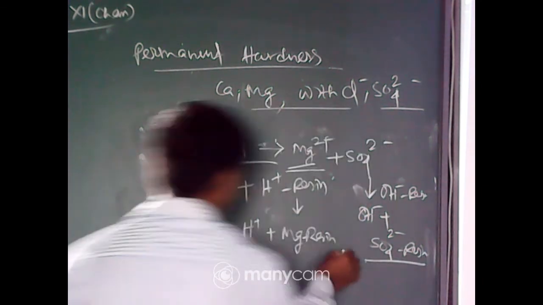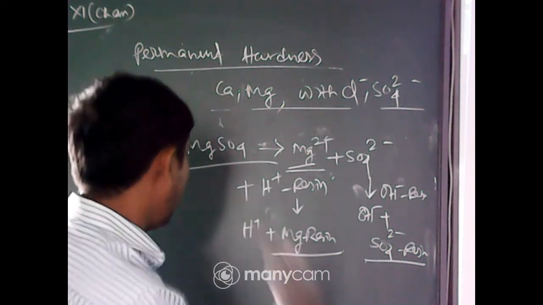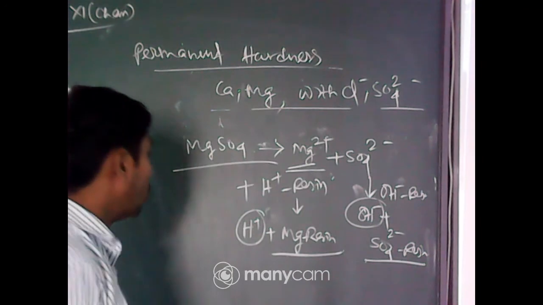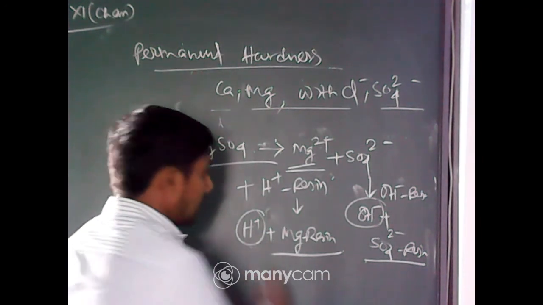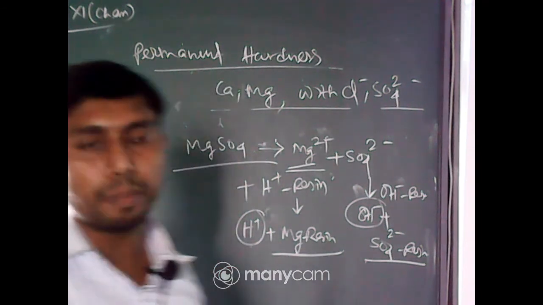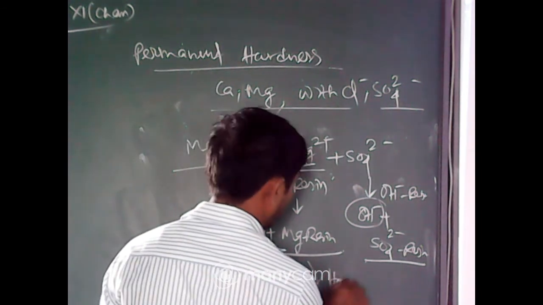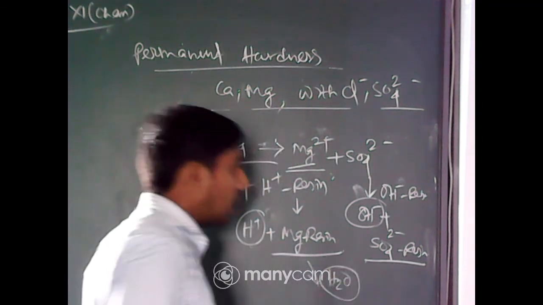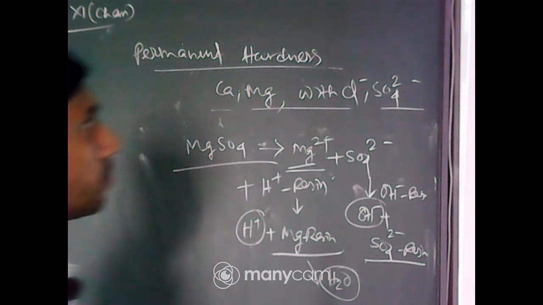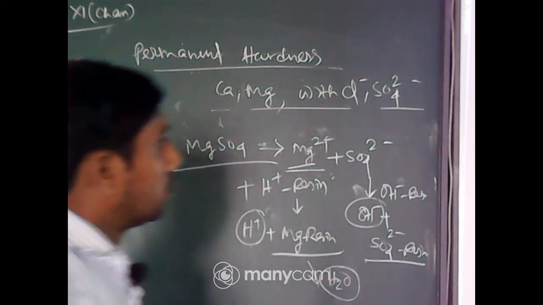So, SO4 2 minus and Mg2 plus are held by the resin, and H plus and OH minus are freed up. When H plus coming from the first compartment mixes with OH minus in the second compartment, it produces water again. In this way we can remove the permanent hardness. Clear? Clear?